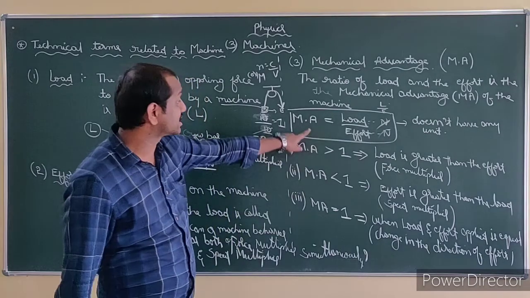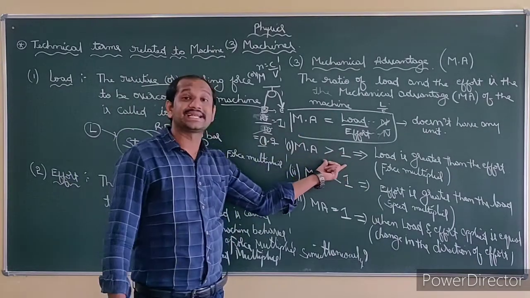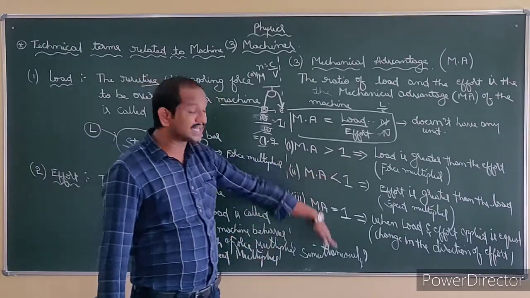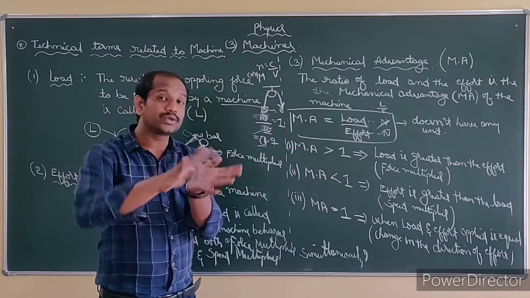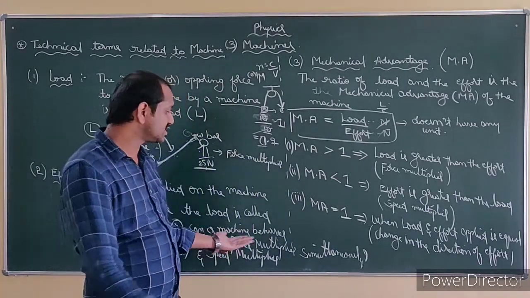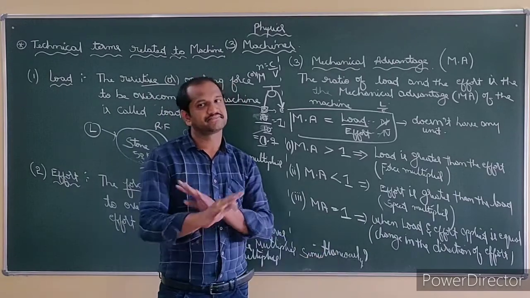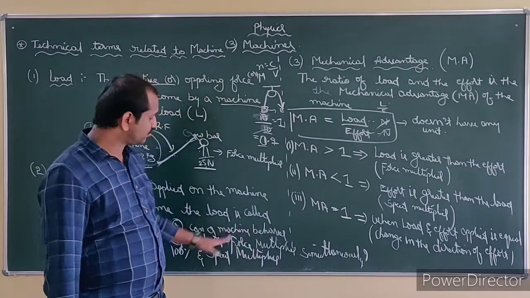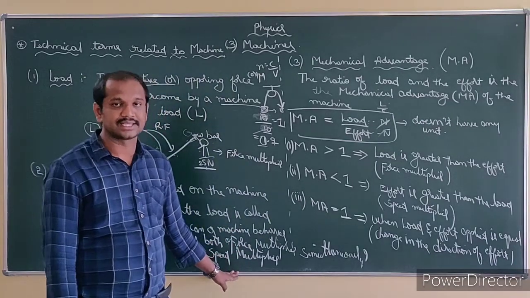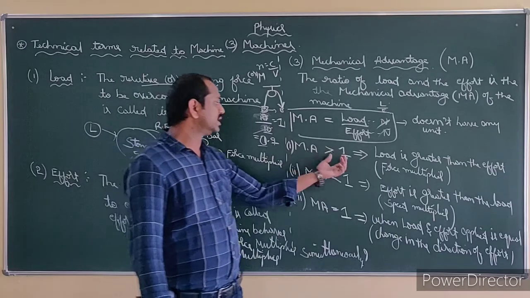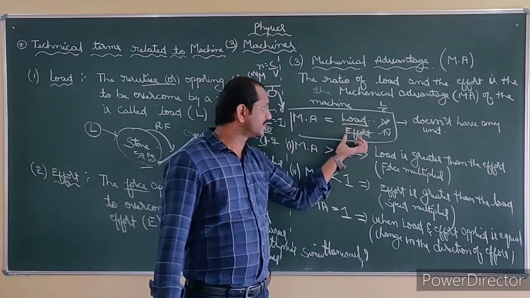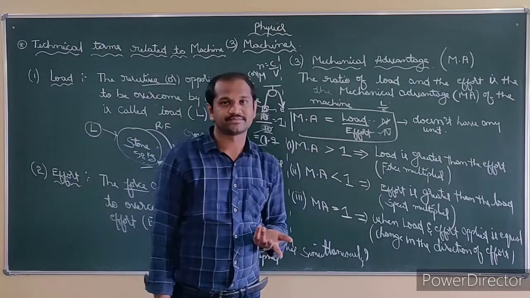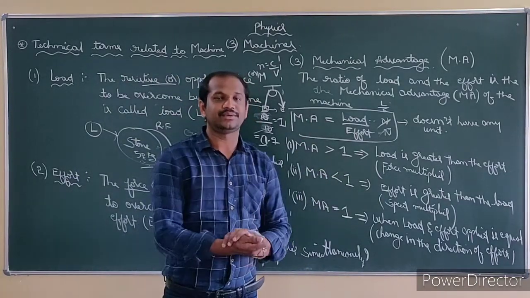Never. Why? What is the condition for force multiplier? Mechanical advantage should be greater than 1. What is the condition for the speed multiplier? Mechanical advantage should be less than 1. How can it be acting both as force and speed multipliers simultaneously? So your answer should be no. It is not possible to act as both force multiplier and speed multiplier simultaneously, because when it should act as a force multiplier, then the load should be greater than the effort. When it should act as a speed multiplier, the effort should be greater than the load. Understand? This is the answer we need to write.